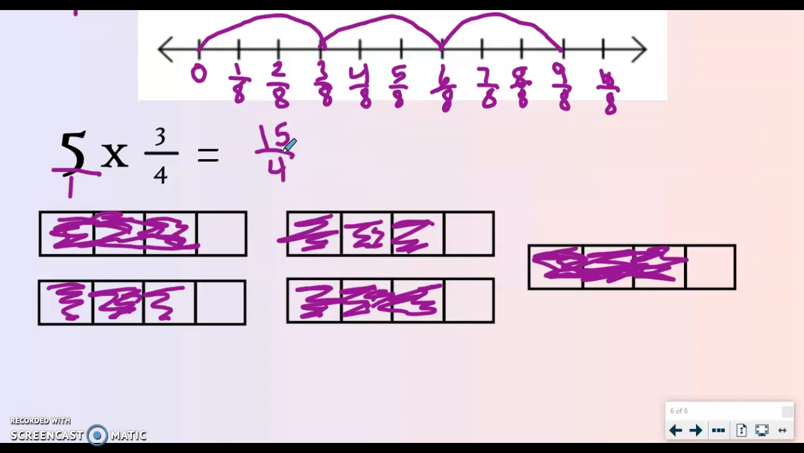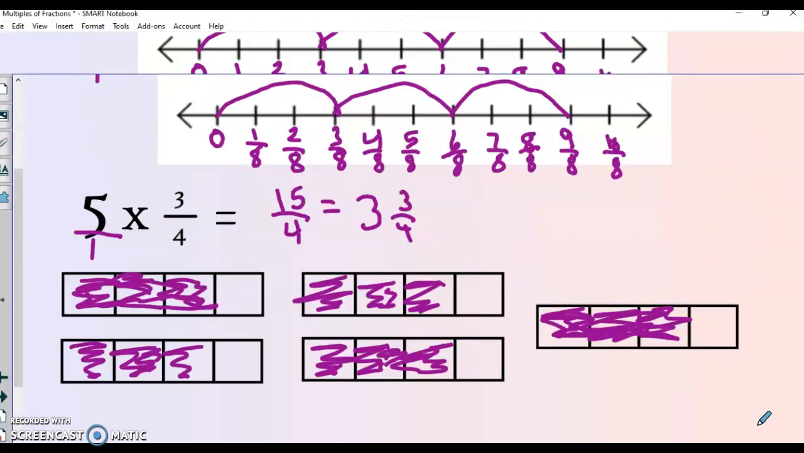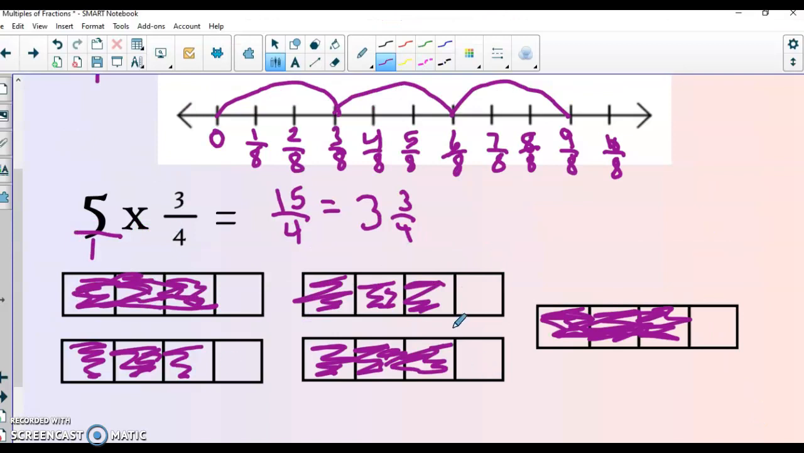If I wanted to convert this into a mixed number, okay, again, 15 divided by 4, well, 4 would go into 15 3 times. And that'd be 12, so I would have 3 remaining, 3/4. And you know what, since we already have these models here, I can even show you with the models.